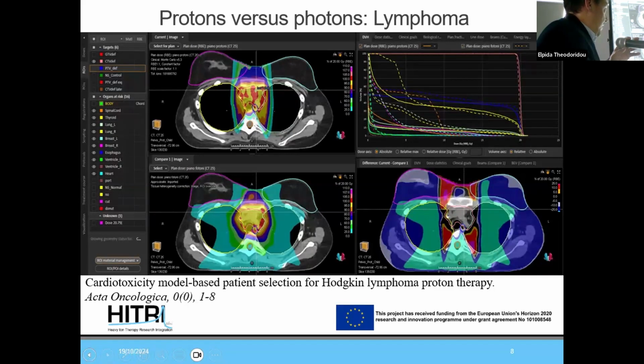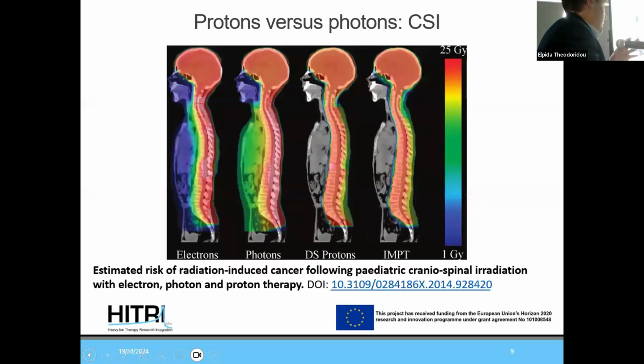Respect to photon, the difference is clear in terms of dose sparing to the lungs, the spinal cord, the heart, the breast, and this is reported in this paper that we published a couple of years ago. Again, this image you've seen many times, the craniospinal radiation. If you look at the anterior part of the patient body, there is dose coming from photons. Here there is nothing, or almost nothing coming from protons, and this is clearly reported in this paper that shows the clear advantage of protons.